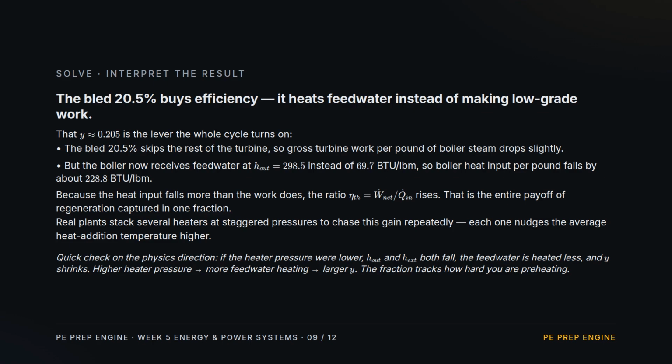The bled 20% skips the rest of the turbine, so gross work per pound of boiler steam drops a little. But the boiler now gets feedwater at nearly 300 BTU per pound instead of 70. So boiler heat input per pound falls by about 229. Because heat input falls more than the work does, thermal efficiency rises. That's the entire payoff of regeneration in one fraction. Real plants stack several heaters at staggered pressures to capture that gain again and again.